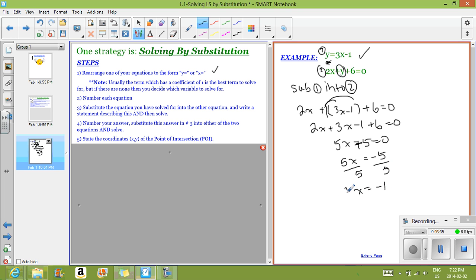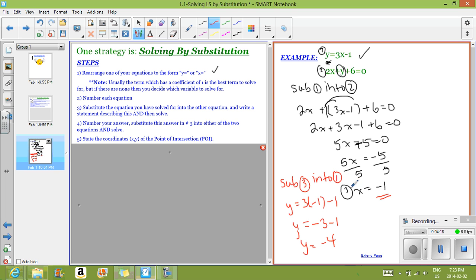And I'm going to number this number 3. Okay, so that completes step number 3. Now step number 4, we have to write a statement, and we have to sub this answer into one of the two equations. So I'm going to switch to red now, and I'm going to sub 3 into 1. And if I substitute this in, we have y equals 3 times x. But wait a second, we know what x equals. x equals negative 1. So if we substitute that in, and now we're solving, we have y equals negative 3 minus 1. So y equals negative 4.